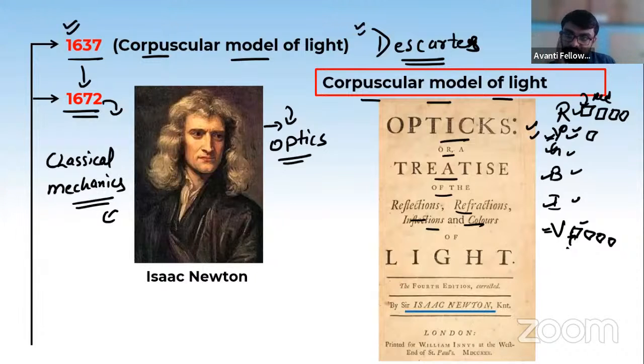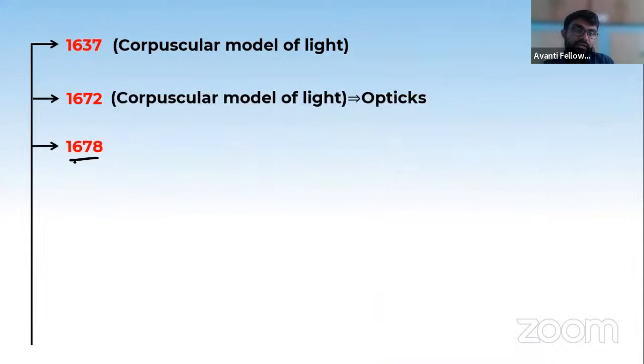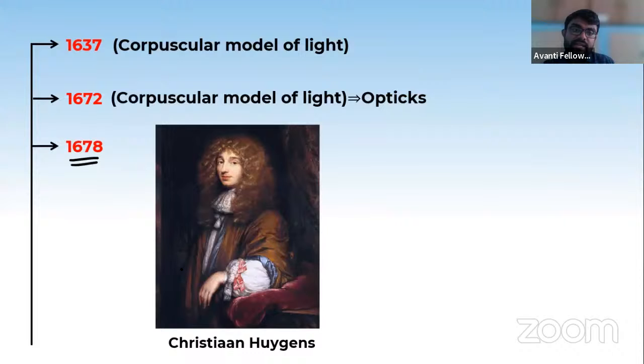It's synchronized with it. Okay, it's the same color. So after this, which was in 1637, and this was in 1672, what happened? In the year 1678, Christian Huygens, okay, he has given what? Christian Huygens. Somewhere you can pronounce it as Huygens, but Huygens is the proper pronunciation.